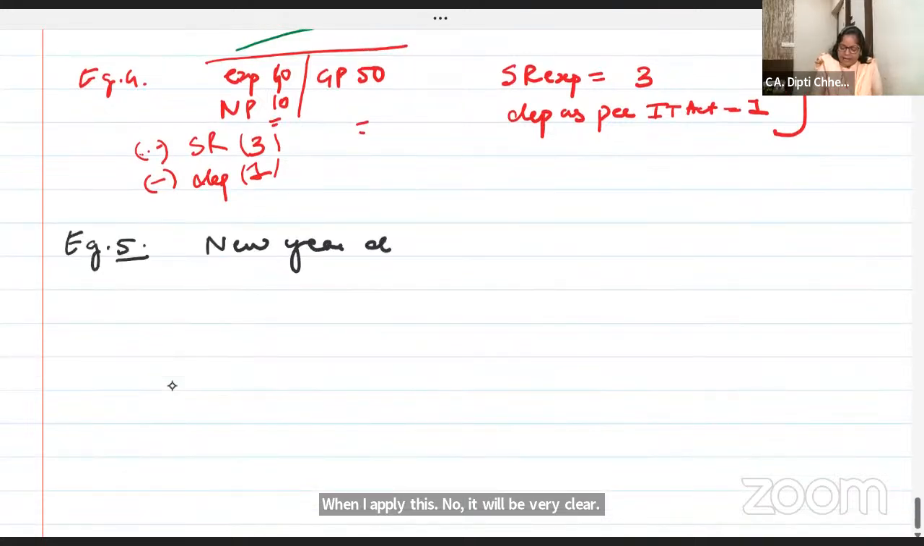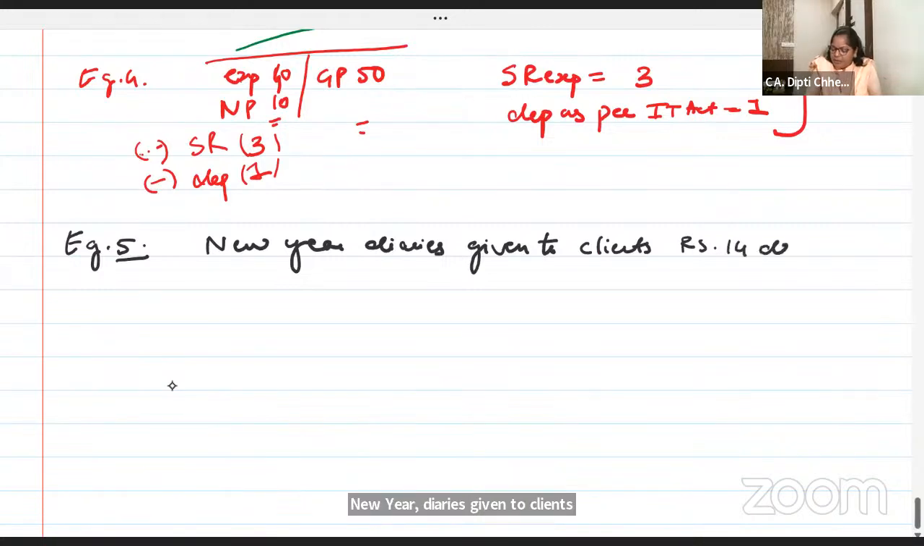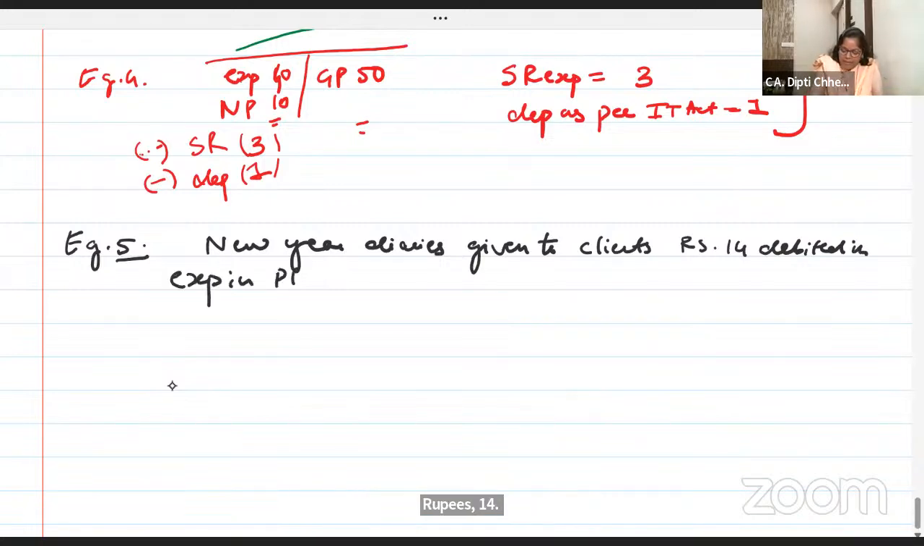New Year diaries given to clients, rupees 14, debited in expense in the P&L account.